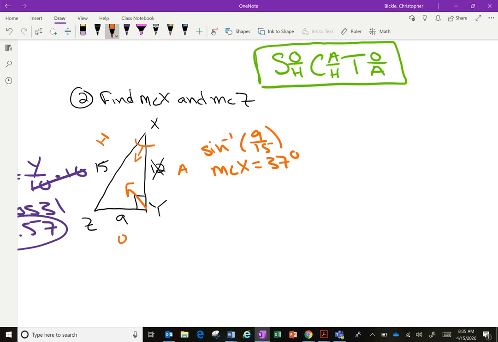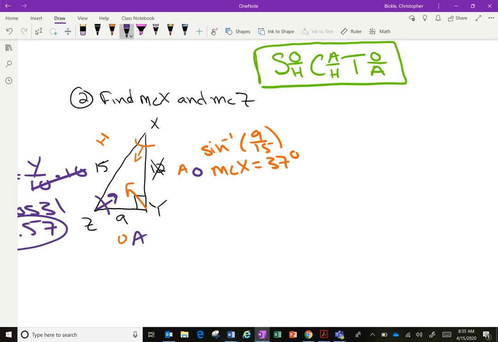We could use inverse trig to find the other one. I'm going to do it just for fun. So if we look at angle z, then the opposite and the adjacent are going to flip, right? So when we switch over to angle z, now that one's going to be in purple. Now the opposite is here, the adjacent's here.